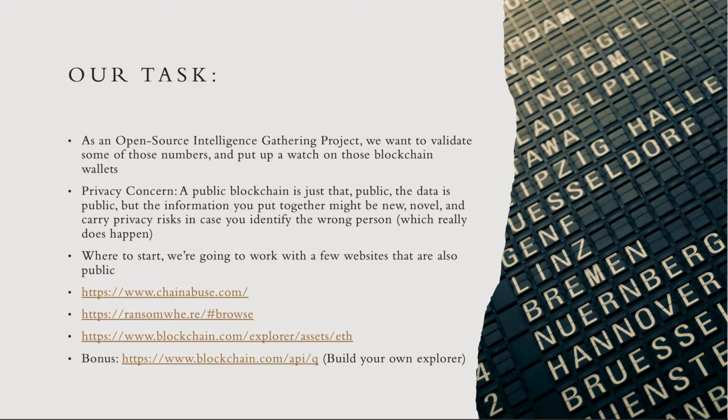Now, the way you put together this information is probably going to be new and novel, and it's going to carry some really interesting privacy risks. You need to be really aware that you might identify the wrong person, which really does happen, right? We will sometimes identify the wrong person in this industry. So you need to be 100% sure of the information that you present to whomever you present to. We're going to work with just a couple of websites. There's a lot of other things that can go along here, but we're going to work with the really easy ones first: ChainAbuse, Ransomware, and the blockchain explorer.